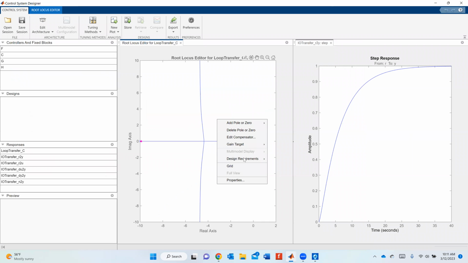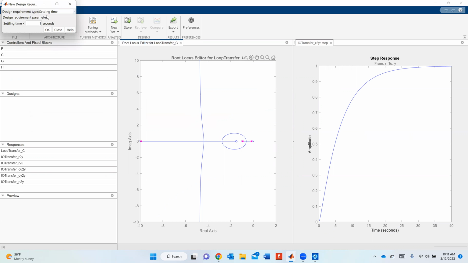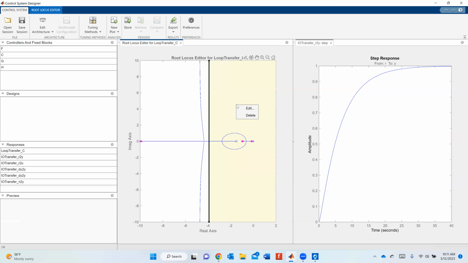So our conditions here, we basically need to add a design requirement. And so our design requirement was that the settling time was less than 4 seconds. So hit OK here. And then we need to add a new parameter where the percent overshoot needs to be less than or equal to 10%. So that tells us basically where the location of our poles can be.